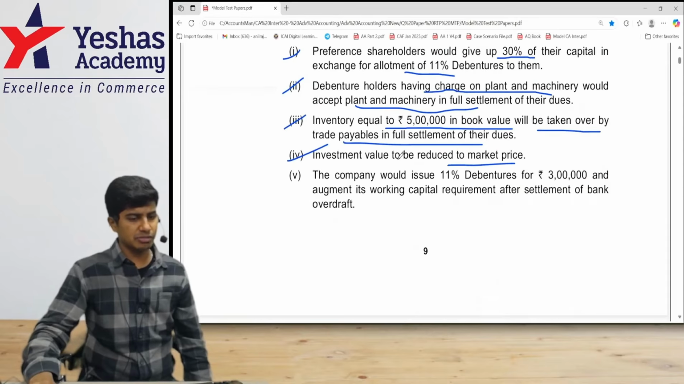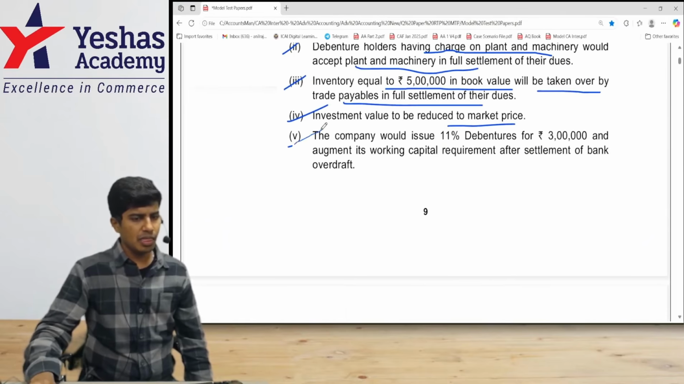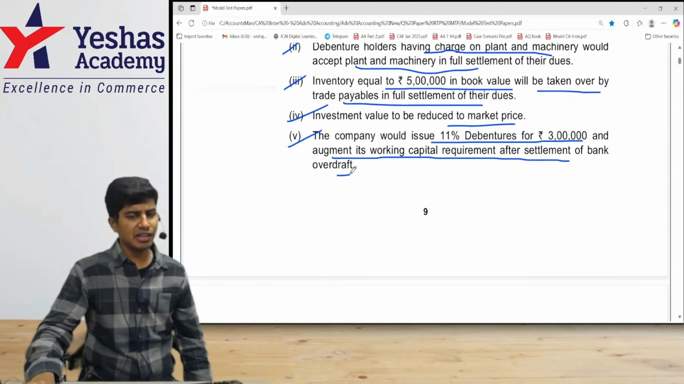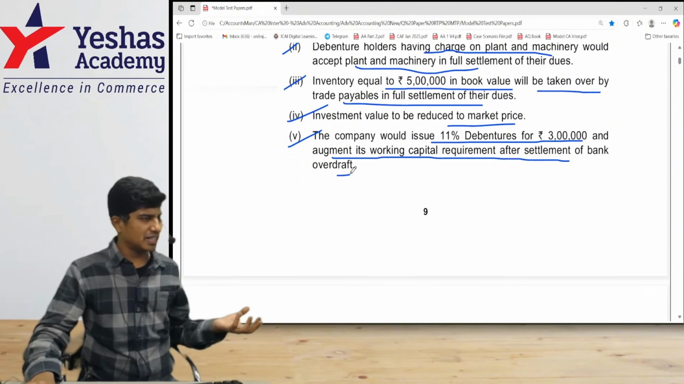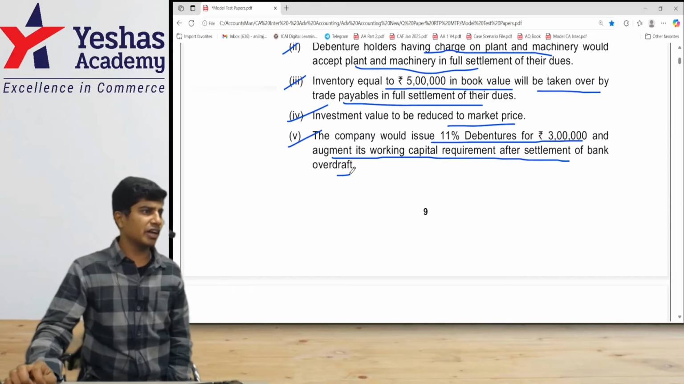Let's go to fifth adjustment. The last adjustment. The company would issue 11% debentures of rupees 3 lakh and augment its working capital requirement after settlement of bank overdraft. You issued these 11% debentures. This money will be first utilized to pay back our bank OD. After paying that, whatever money is there, they'll keep it for working capital.